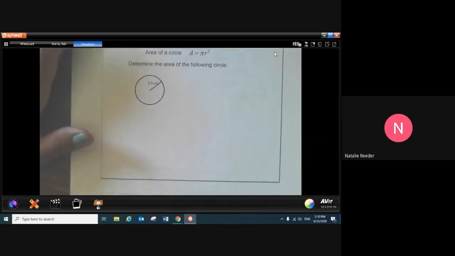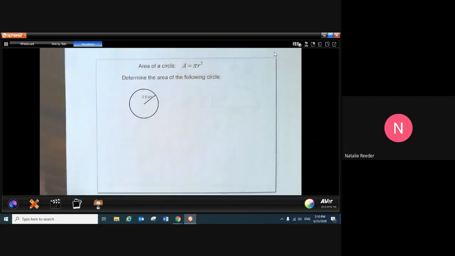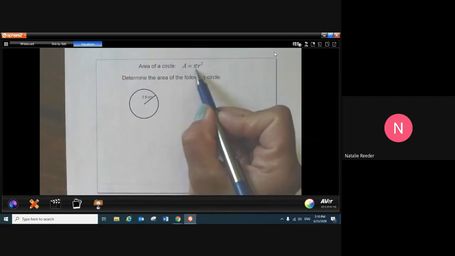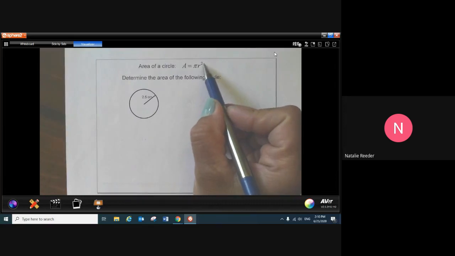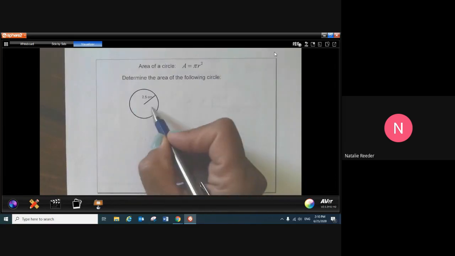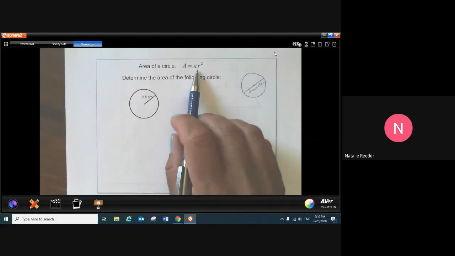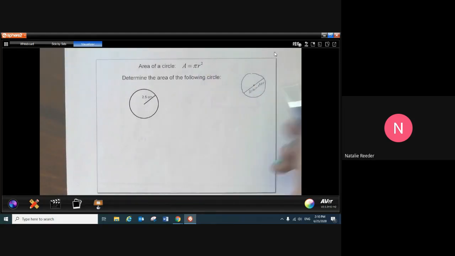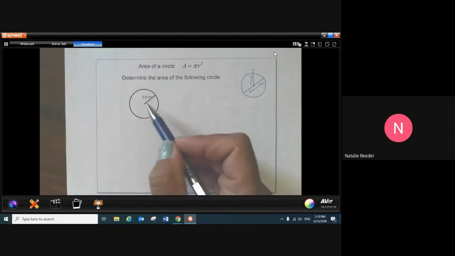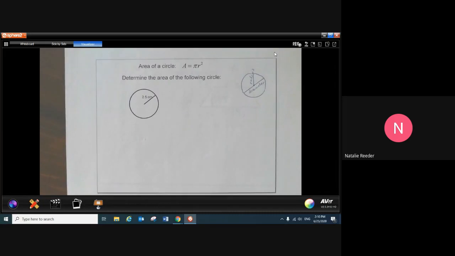Next shape is our circle. The formula for the area of a circle is pi times the radius squared. Now, just to review, if I have a circle and I draw a line that goes through the center of my circle, that is called the diameter. For the area of a circle, we don't work with the diameter, we work with the radius. The radius is just half of the length of the diameter. In this example, the radius is given, it's 2.5 centimeters.